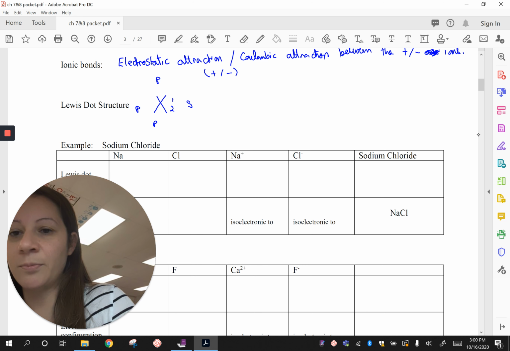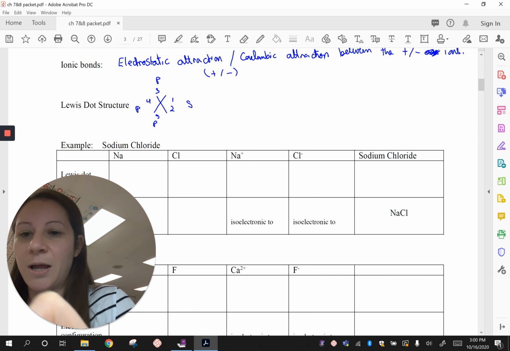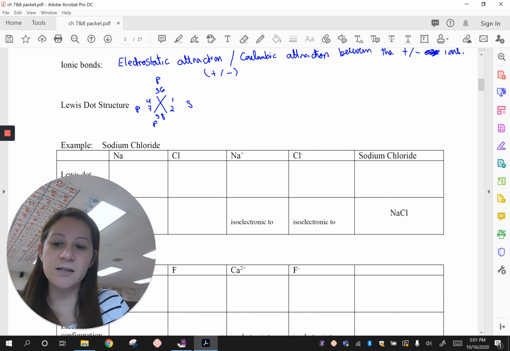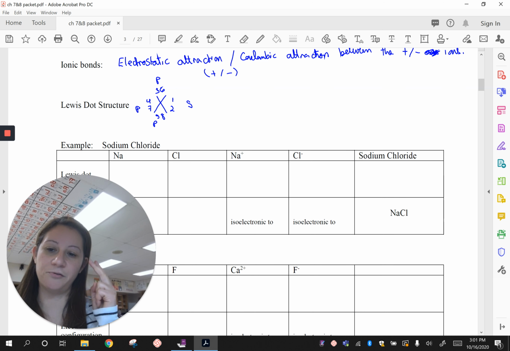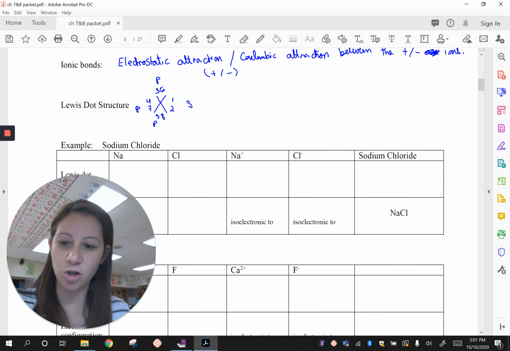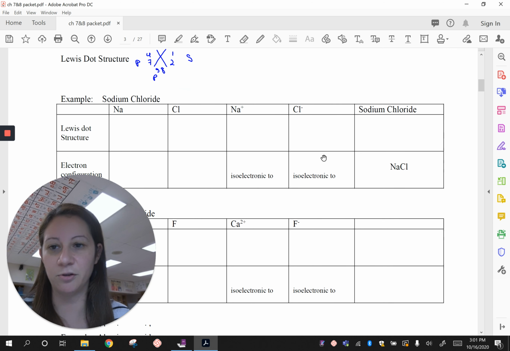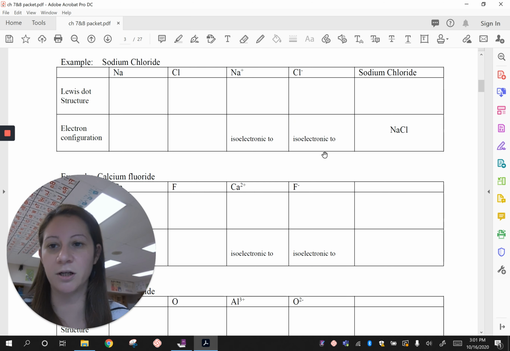And so when we fill them in, we go 3, 4, 5 before we pair them up, 6, 7, 8. Again, it doesn't matter what the order is. What matters is the first 2 electrons are always next to each other, and then for the other 6, you put 1 in each side first before you go back and pair them up. Just like the s sublevels fill up first, and then the p sublevel fills up next with 1 electron in each orbital first. So let's look at sodium chloride.